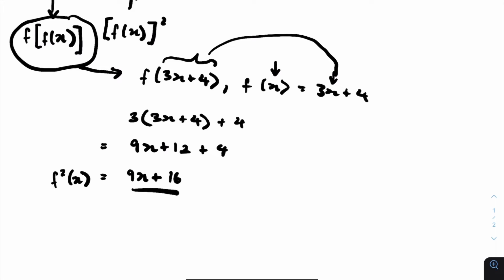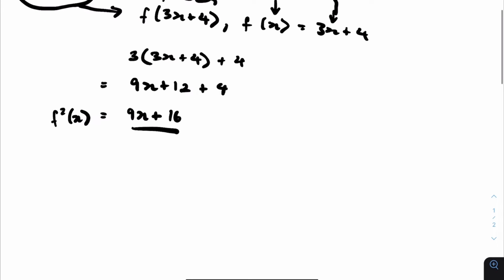And if we were to keep going on, we could even do f cubed x, which would be f of f of f of x. And this would keep going on. You could keep inputting more and more f of x, f to the power 4 of x, f to the power 5 of x, etc. This is a composite function.